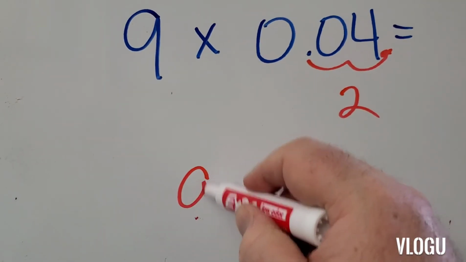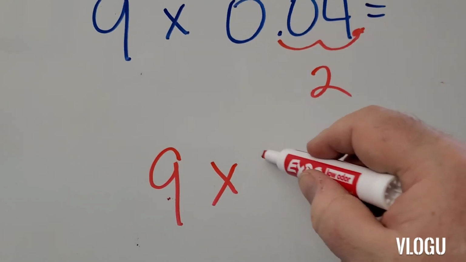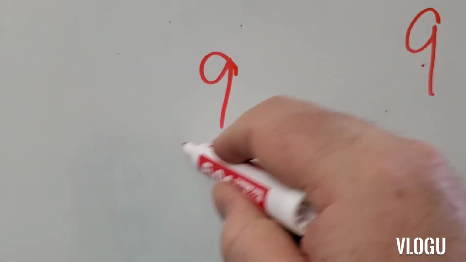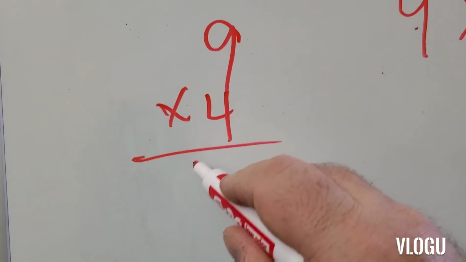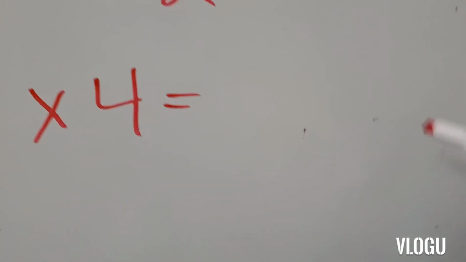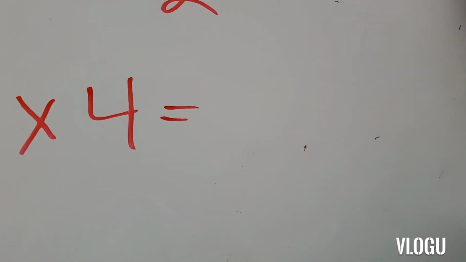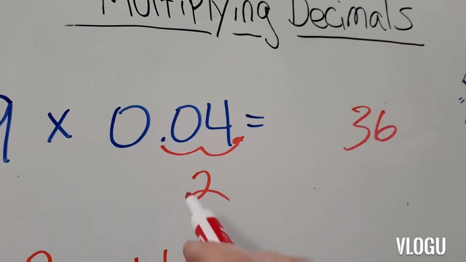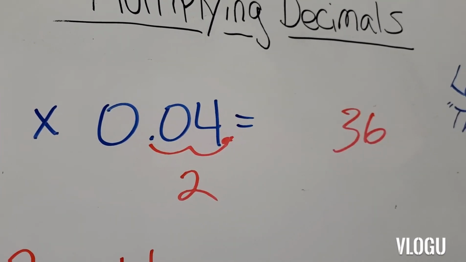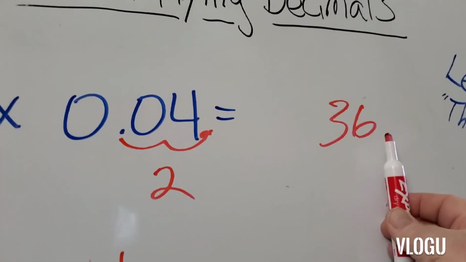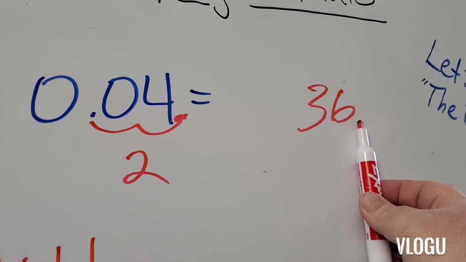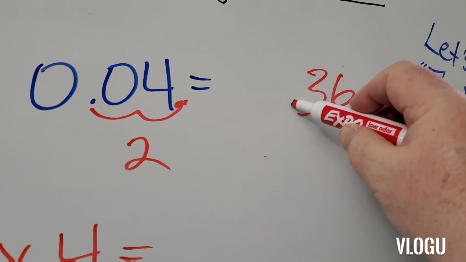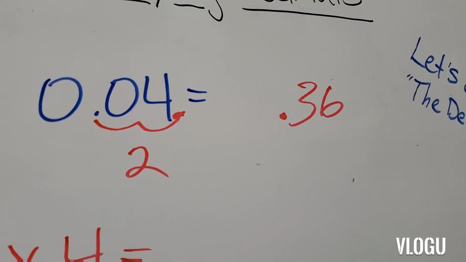So I still have a 9 times, now I have a 4. 9 times 4 is pretty easy. We'll have 9 times 4 is 36. So 36 is my answer up here, except I need to bloop my decimal 2 spots back into my answer. Right now, the decimal lives here. I'm going to bloop 2 back into the answer. Bloop, bloop. And my answer is 0.36. How did you do?